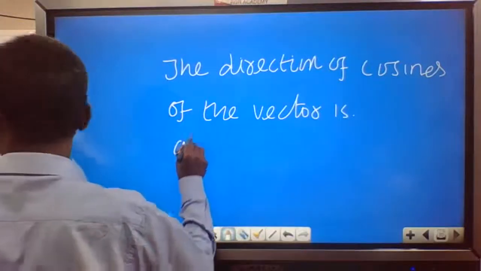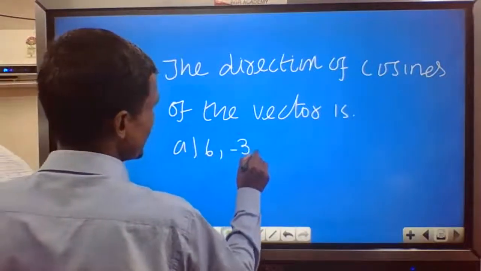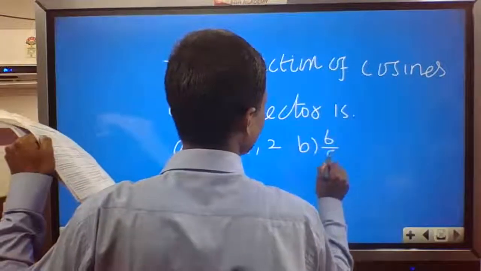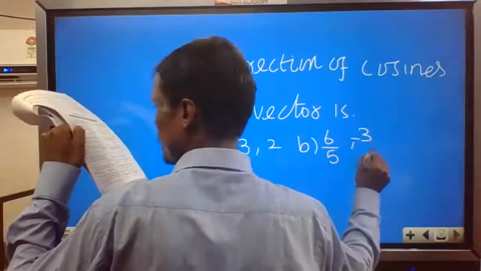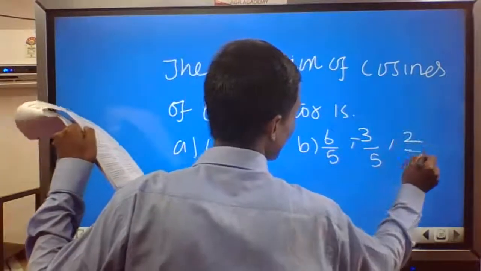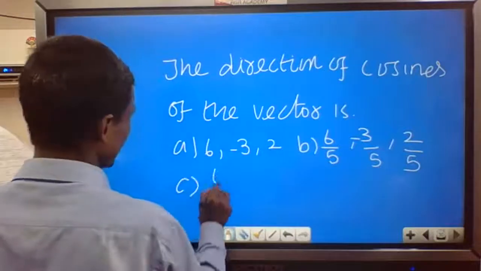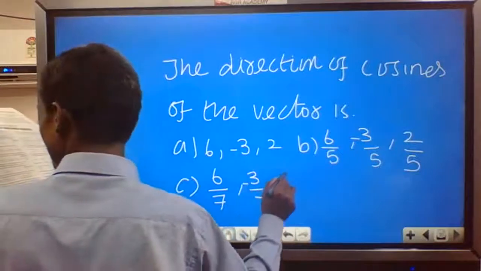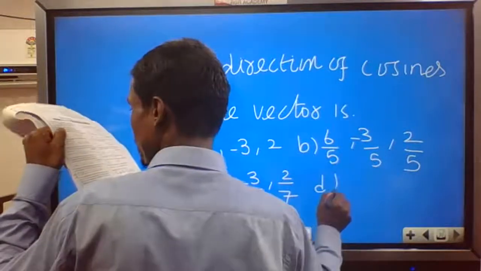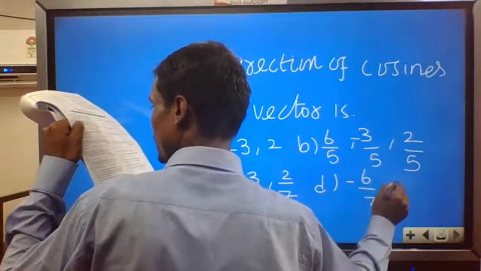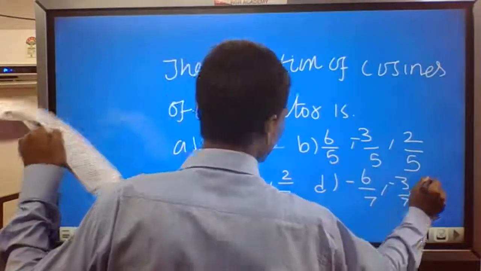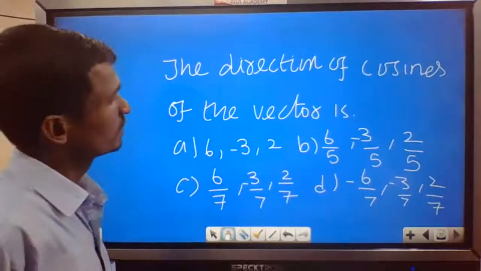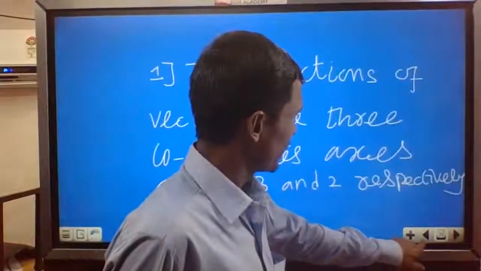Option A: 6 comma minus 3 comma 2. Option B: 6 divided by 5 and minus 3 divided by 5 comma 2 divided by 5. Option C: 6 divided by 7, minus 3 divided by 7 comma 2 divided by 7. And option D: minus 6 divided by 7, minus 3 divided by 7 comma 2 divided by 7. That is what option? Once again I read the question.